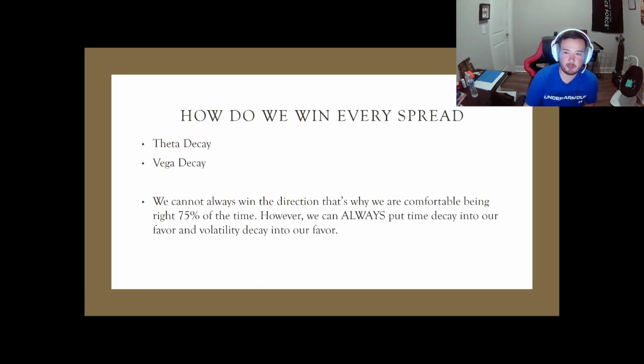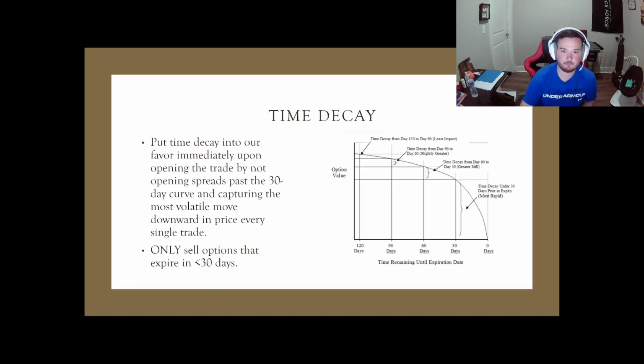So again, how do we win every spread? Theta decay, vega decay. We cannot always win the direction. That's why we are comfortable being right 75% of the time. Again, we pick high win rate opportunities. However, we can always put time decay into our favor and volatility decay into our favor.